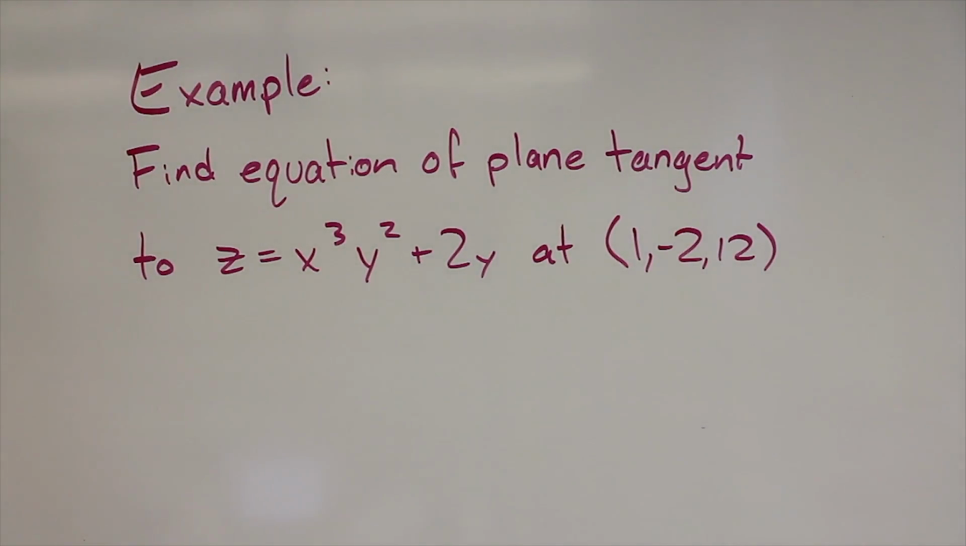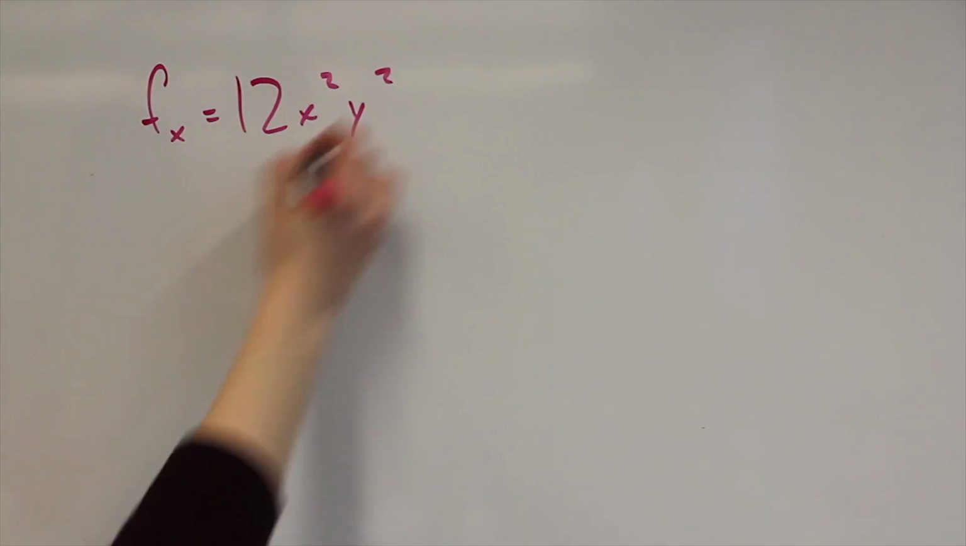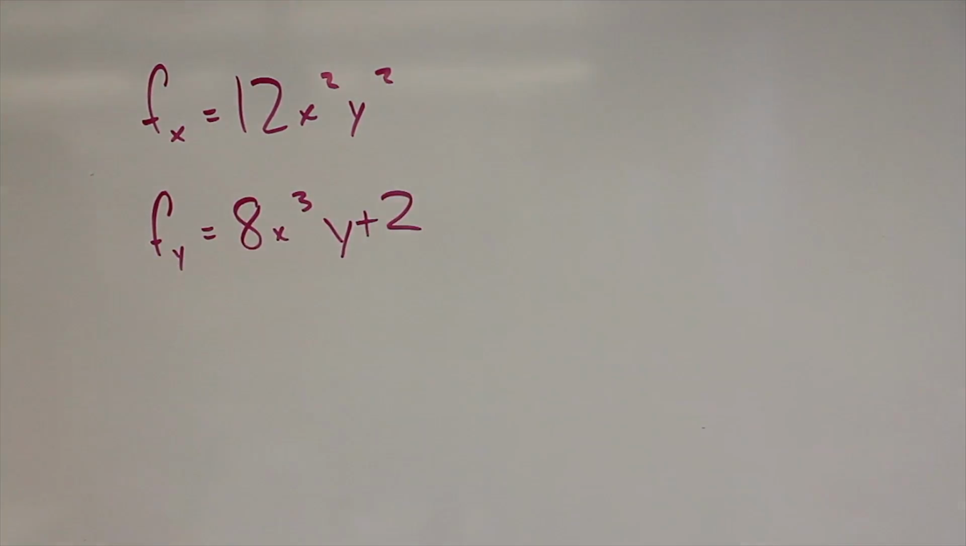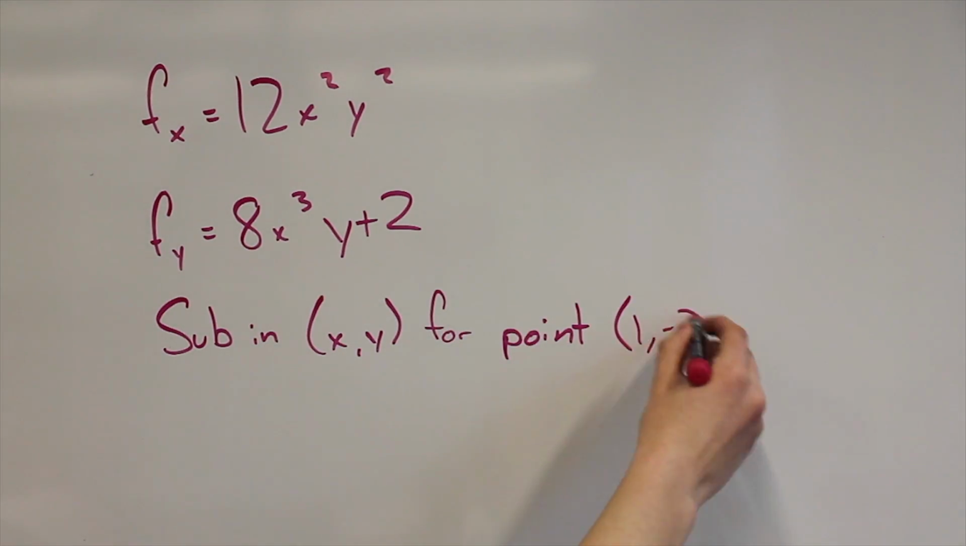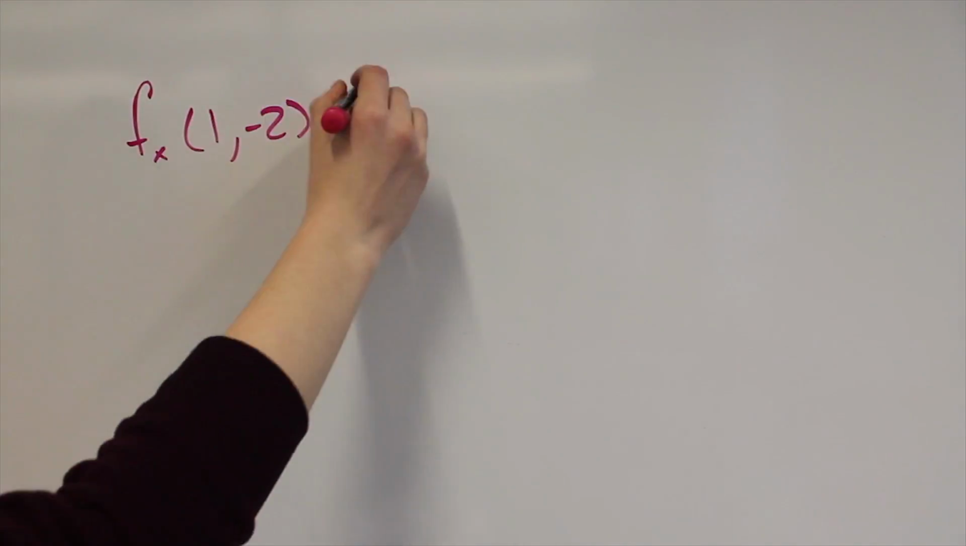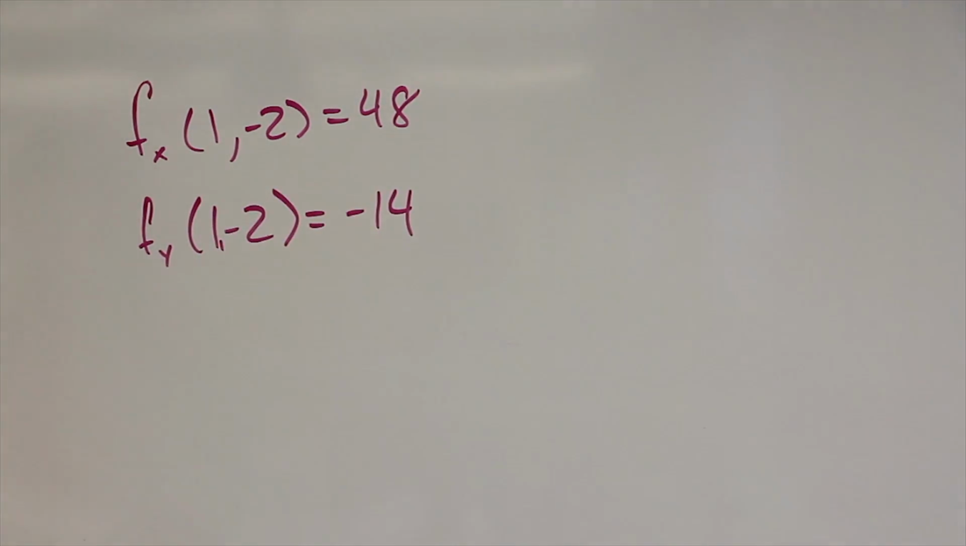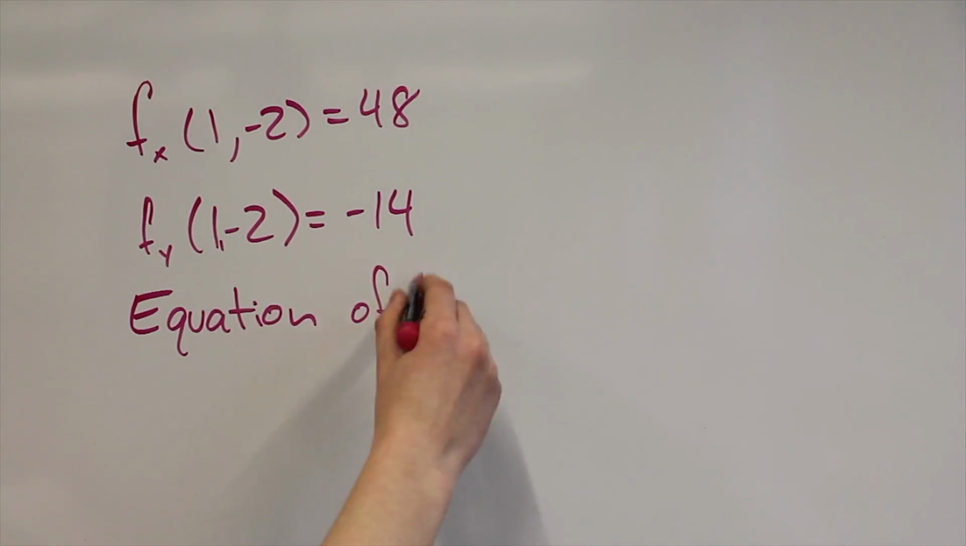To find the equation of the plane tangent to the surface z equals x cubed y cubed plus 2y at the point (1, -2, 12), we take first the partial derivative with respect to x and then with respect to y, sub in the point, and plug it into our formula.